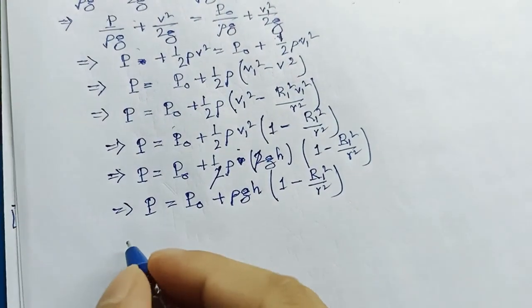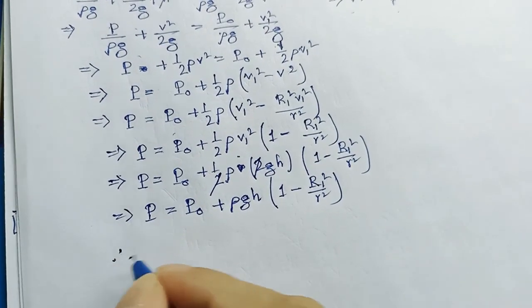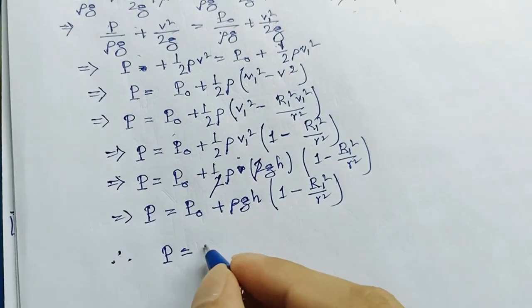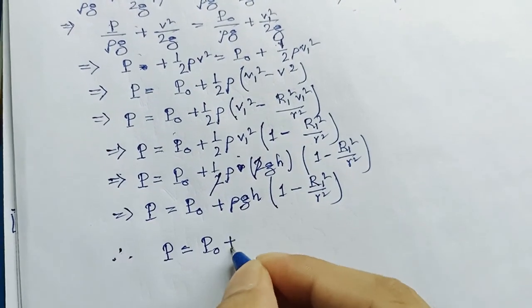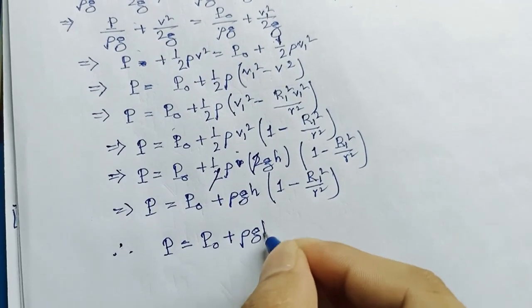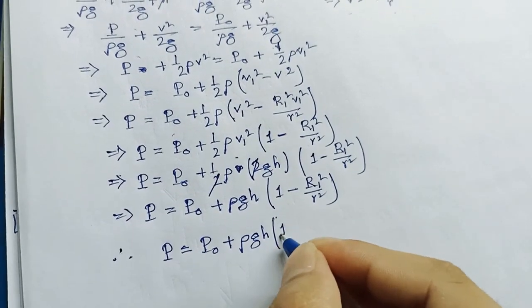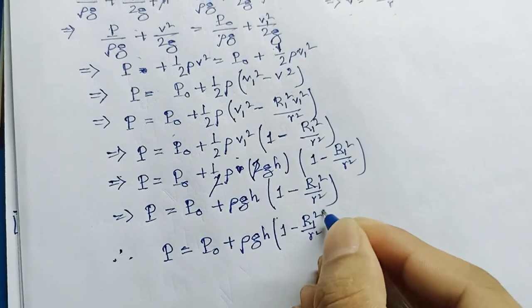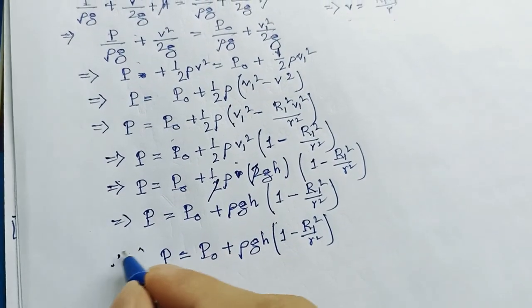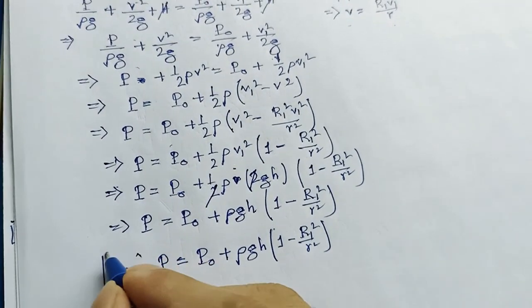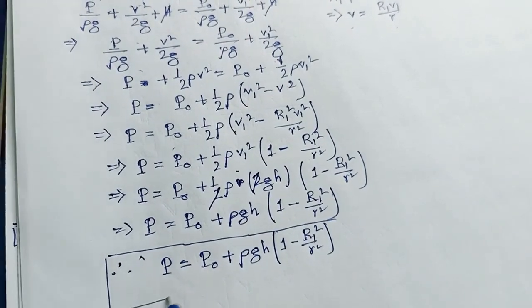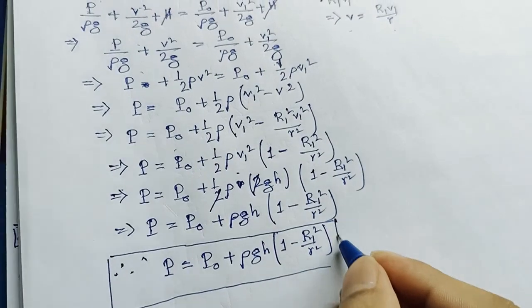So our required pressure is P equal to P naught plus rho gh multiplied by 1 minus r1 square divided by r square. So this is the required value of pressure in the clearance as a function of distance r. This is the required value of pressure.